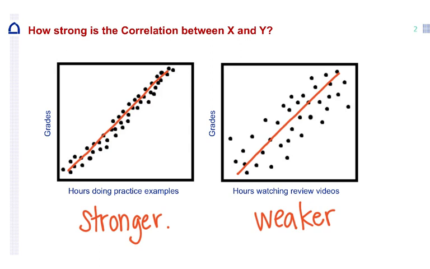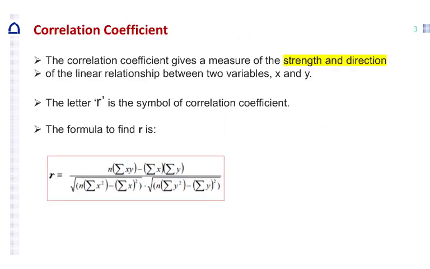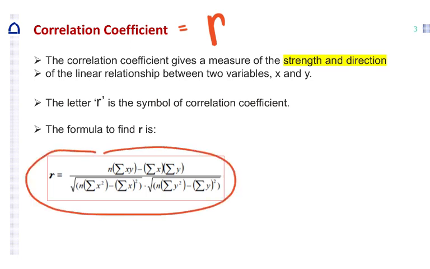And there's actually a measurement that we will learn how to calculate that will give us a number that indicates, is the correlation strong, is the correlation weak? Okay, so that measurement is called the correlation coefficient, and we use the letter R to stand for the correlation coefficient. Now, you can see down here, it is a very ugly looking calculation. Fortunately for us in this class, we will not have to do that calculation by hand. We'll get to use our calculator to do the hard work for us.